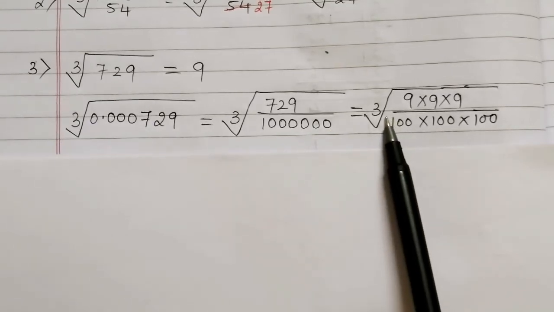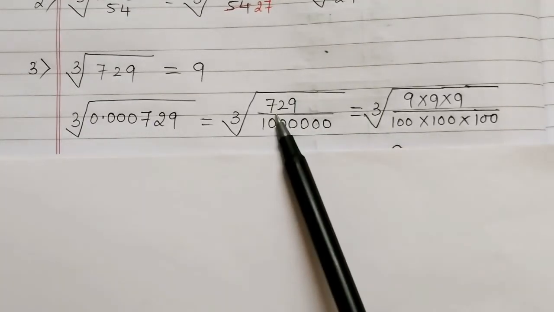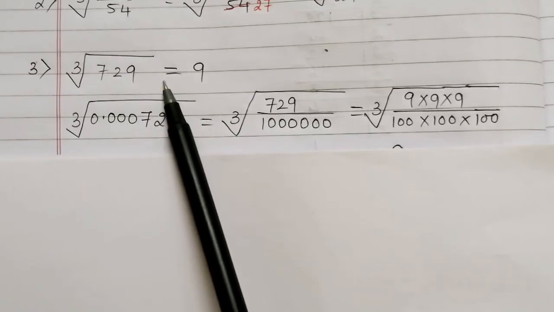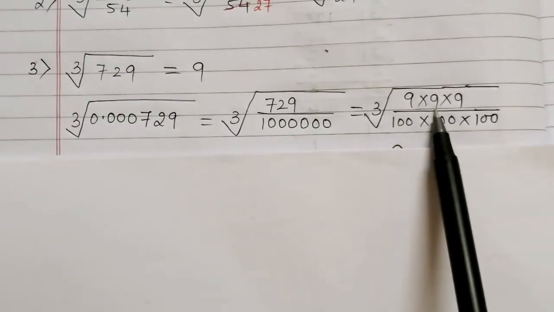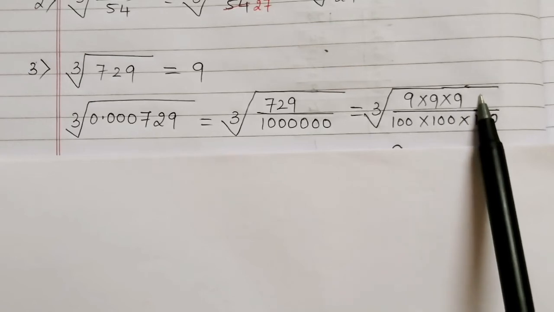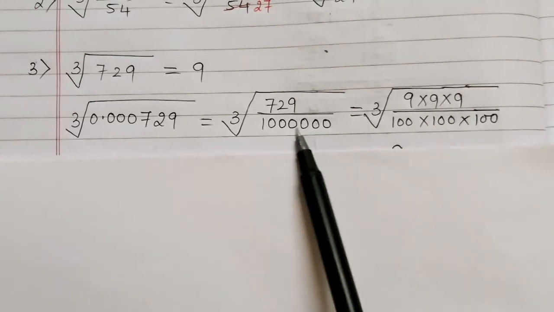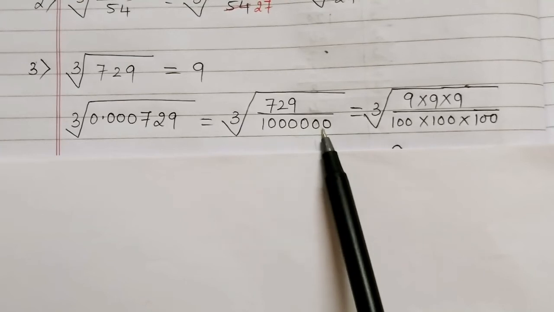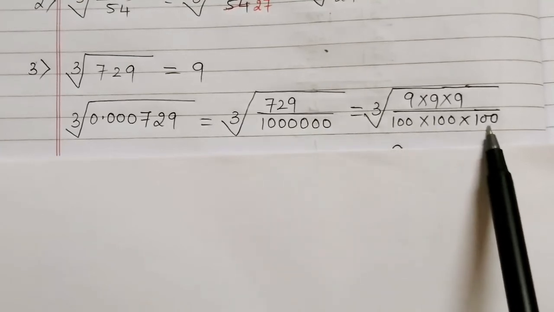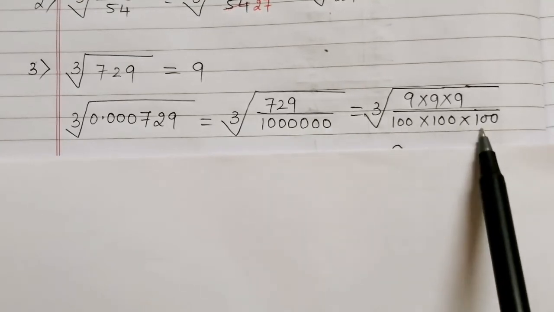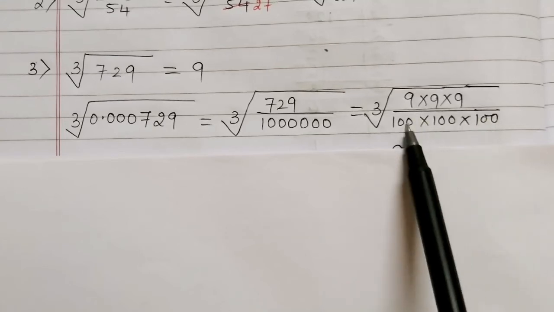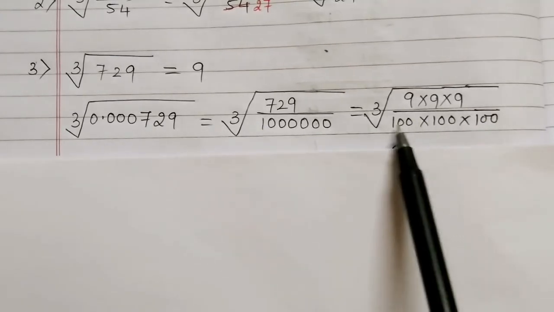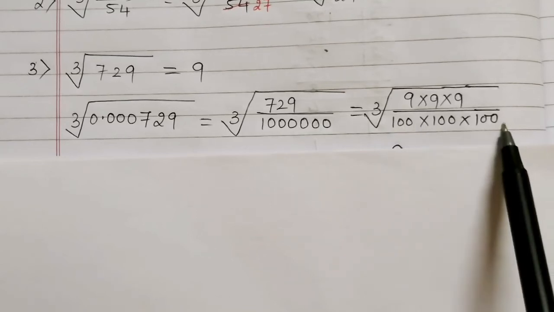So this will become 729. Here the value is given: cube root of 729 is 9. So that means it is 9 into 9 into 9. And this has 6 zeros. So 6 zeros means 100 into 100 into 100. So count here, there are 6 zeros. 100 into 100 into 100. So total number of zeros are 6. So after 1, 6 zeros.